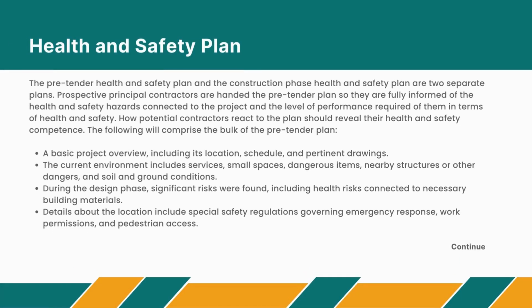Health and Safety Plan. The pre-tender health and safety plan and the construction phase health and safety plan are two separate plans. Prospective principal contractors are handed the pre-tender plan so they are fully informed of the health and safety hazards connected to the project and the level of performance required of them in terms of health and safety. How potential contractors react to the plan should reveal their health and safety competence. The following will comprise the bulk of the pre-tender plan.